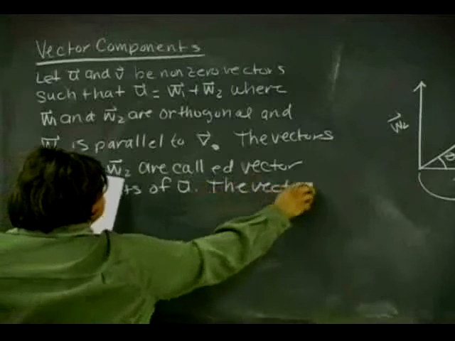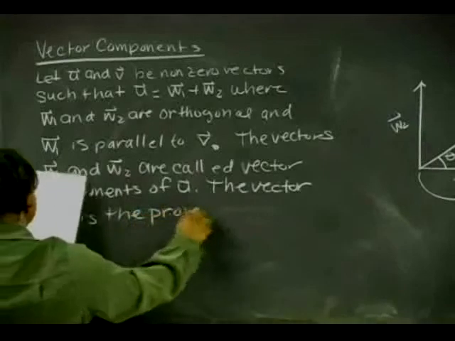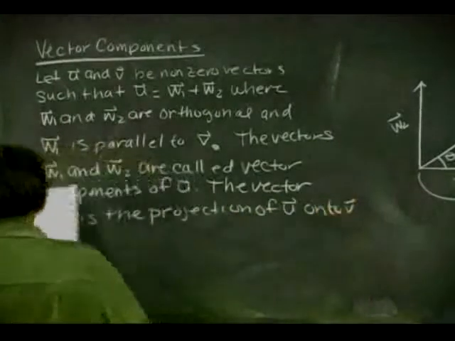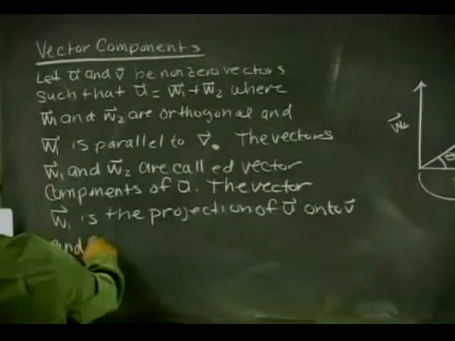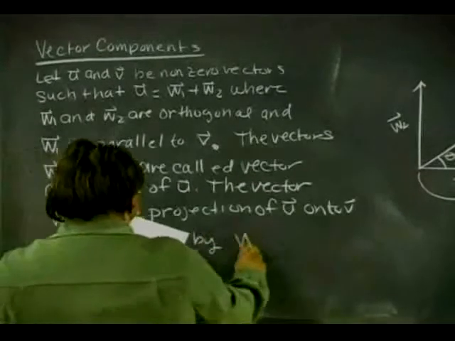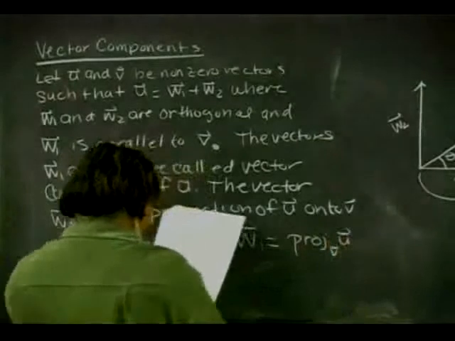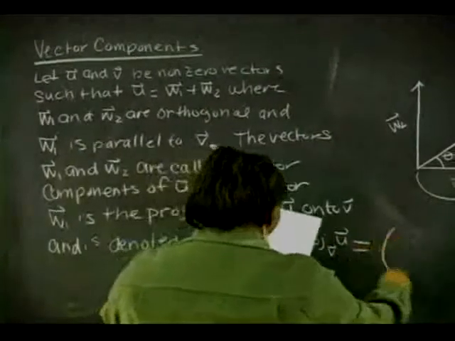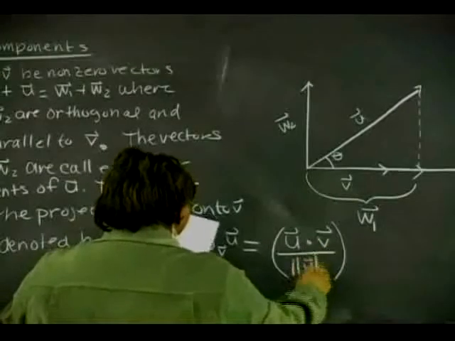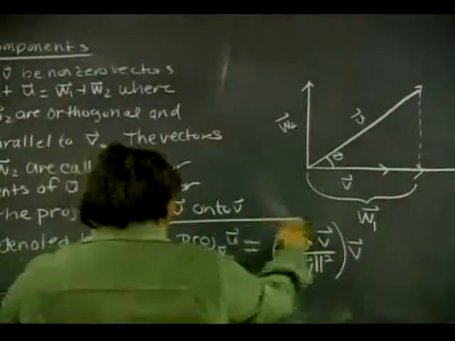The vector W1 is the projection of U onto V, and its formula is U dot V divided by the length of V squared, all times the vector V. This is how we find W1.